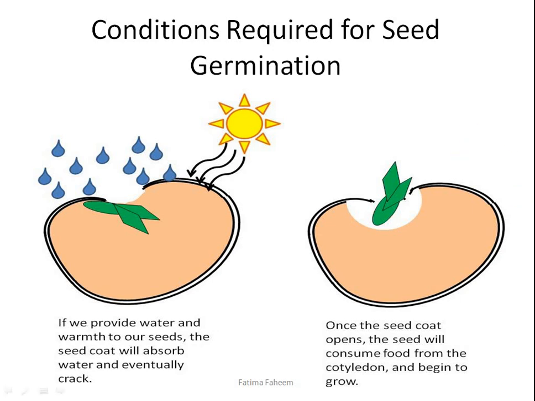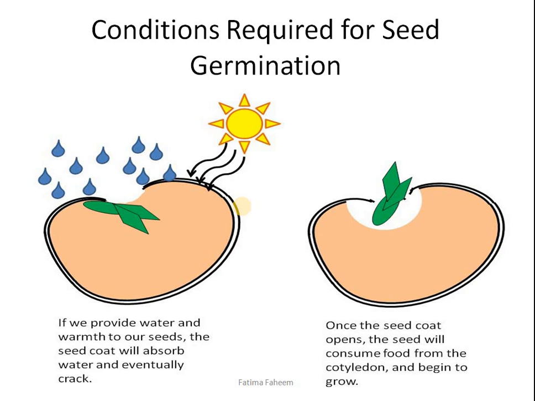So now we have to see what are the conditions which are required for seed germination. We read that seed germination requires ATP, and for that the seed will undergo respiration, respiring the glucose which is formed from the starch which was stored in it. If we provide water and warmth to our seeds, the seed coat will absorb water and eventually crack. So now we know that water is the basic requirement for seed germination.